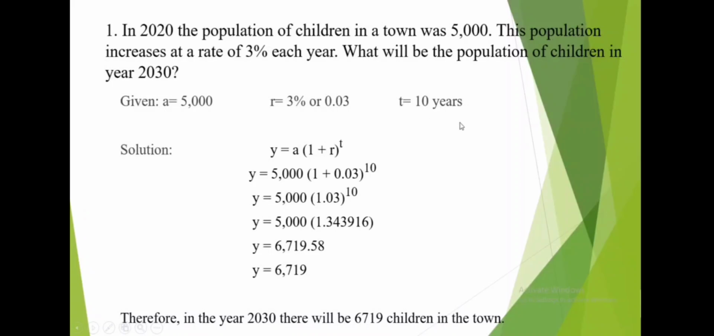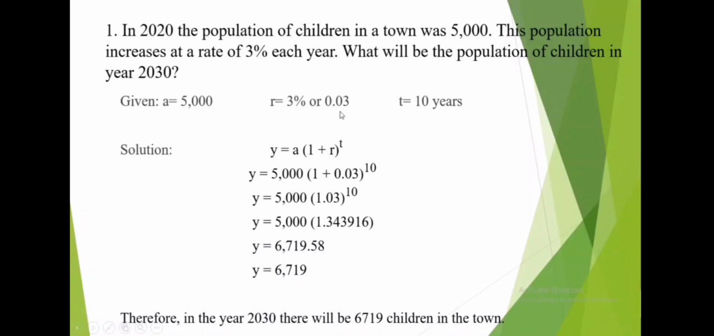Now, since we already extracted the givens, we can now substitute them to our formula. We have y equals a, or a is 5,000, so substitute 5,000. Copy 1 plus the rate, 3%.